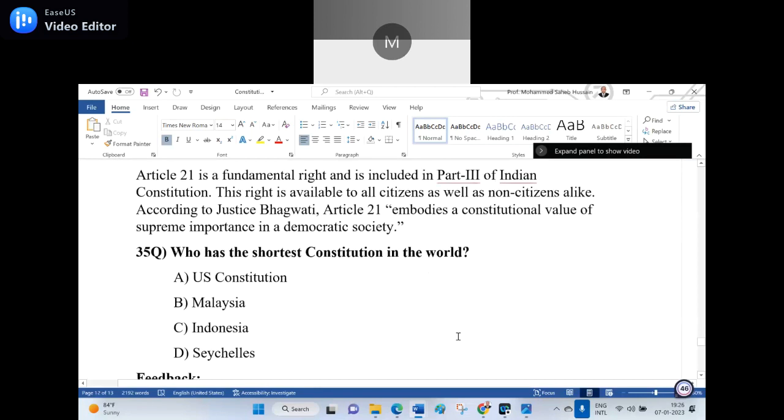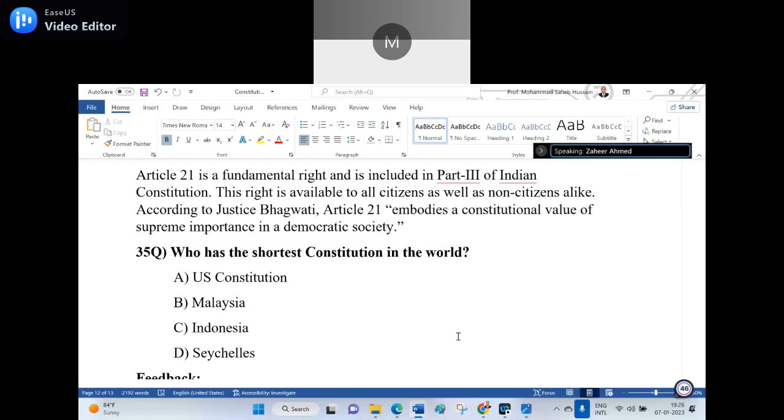35th question. Which has the shortest constitution in the world? A. US Constitution, B. Malaysia, C. Indonesia, D. Seychelles. Option C, sir, Indonesia.